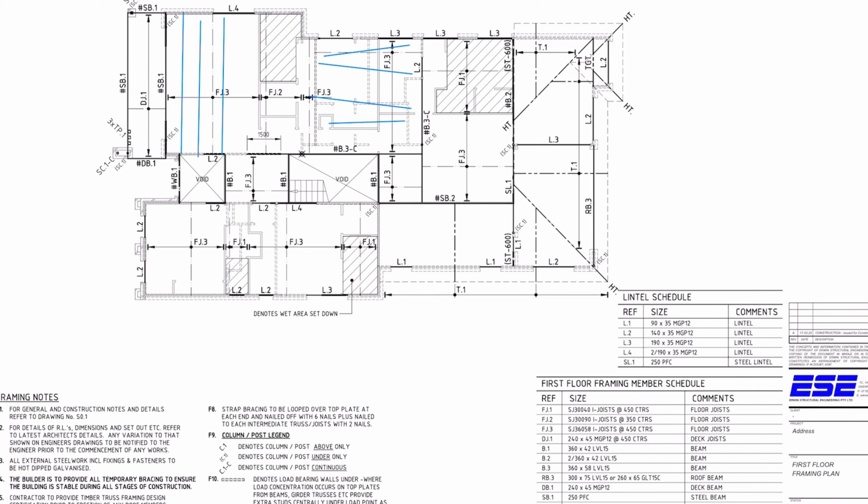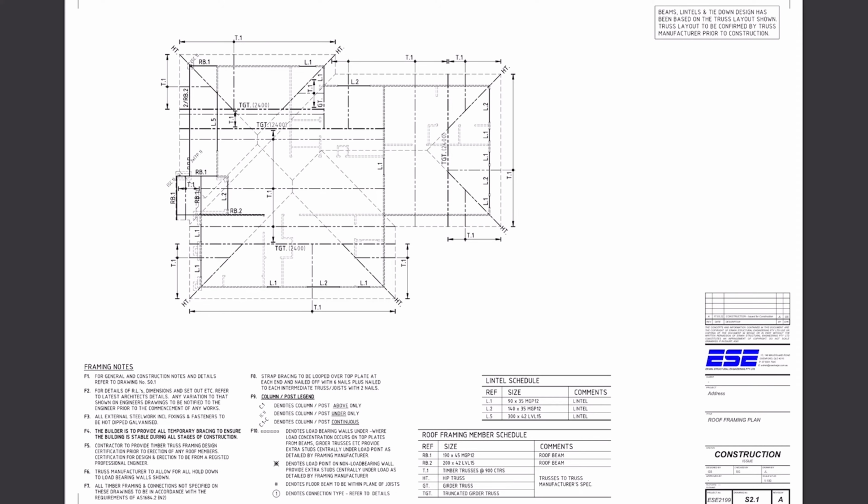Okay, in this section we have some roof beams and trusses. So this tells me that the floor framing finished here, and the lower roof framing started here.